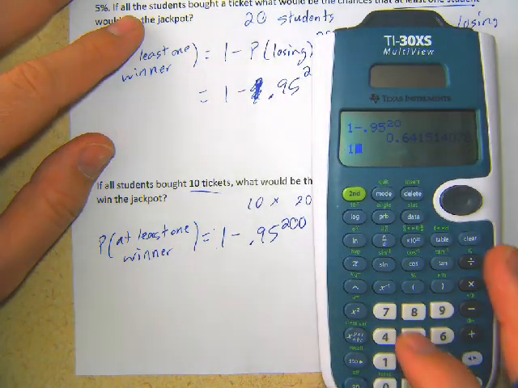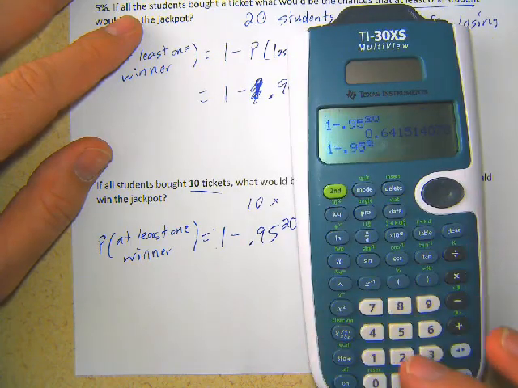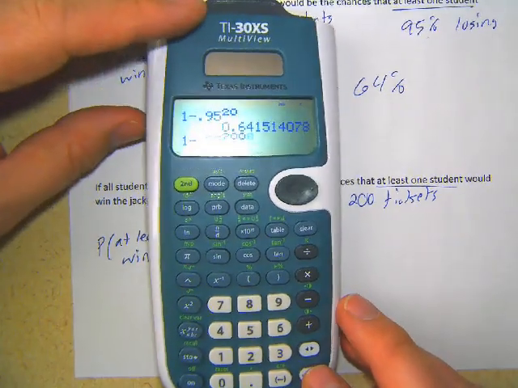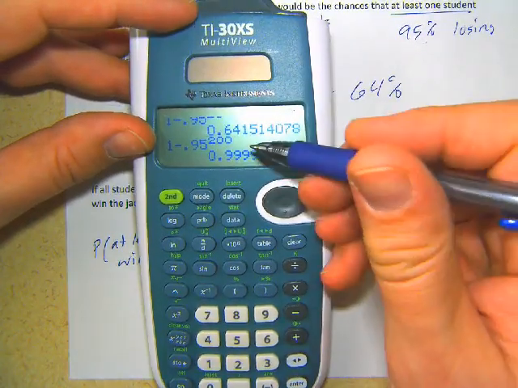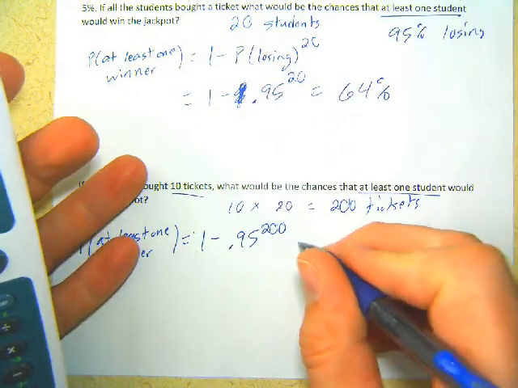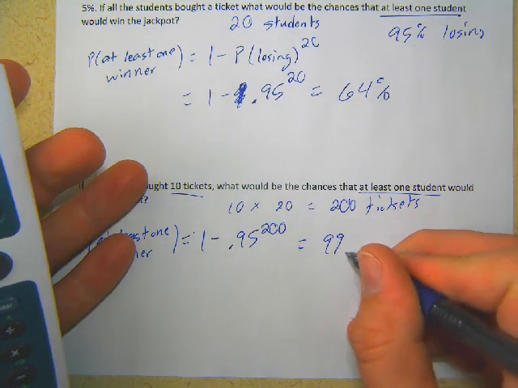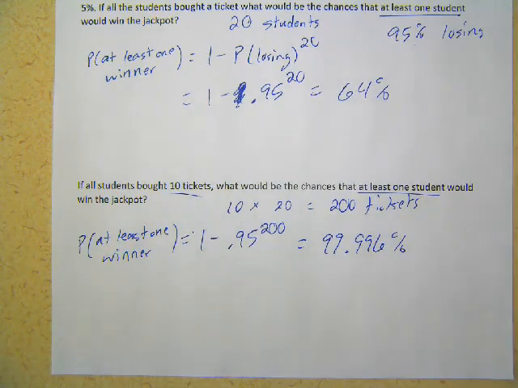We're going to do 0.95, and now our power is 200. So even though each ticket they bought has a 95% chance of losing, most of those tickets are going to be losers, but by the time they buy 200 tickets, they get up to a 99.996% chance that someone will win. So this is what I was talking about. The chances that someone will actually win the lottery are very high. There is very likely someone who will win the lottery, but don't confuse that with the chances that you will win.